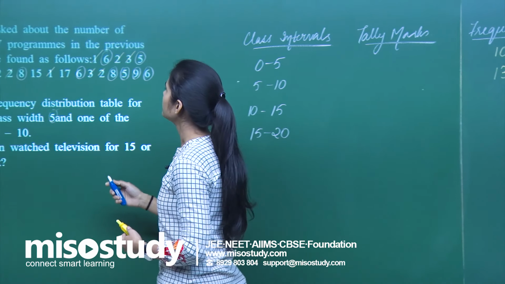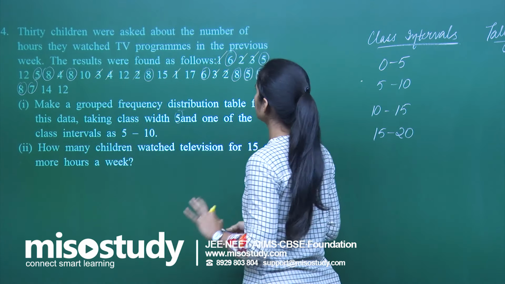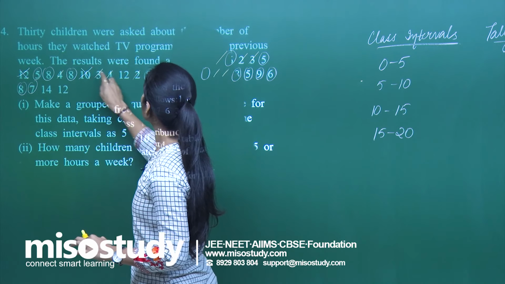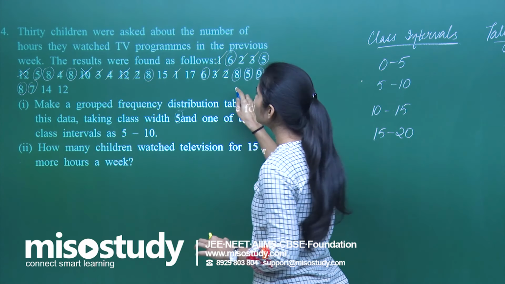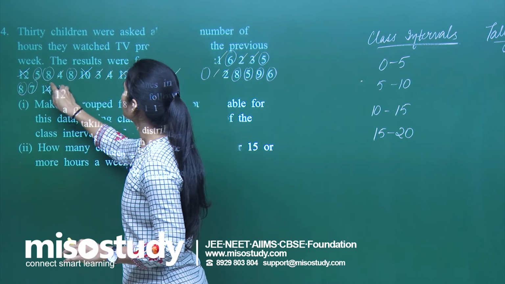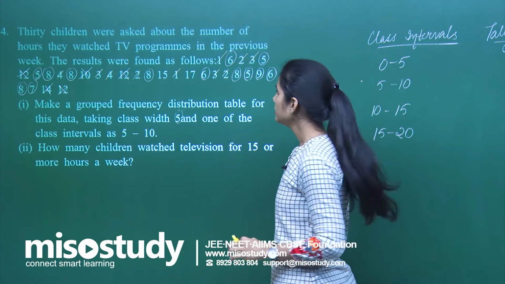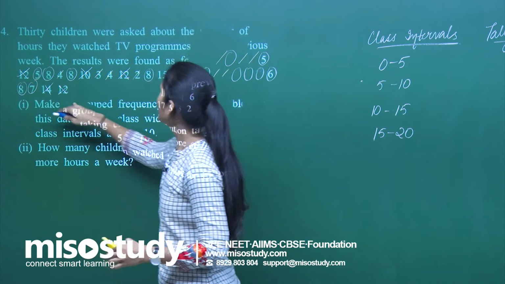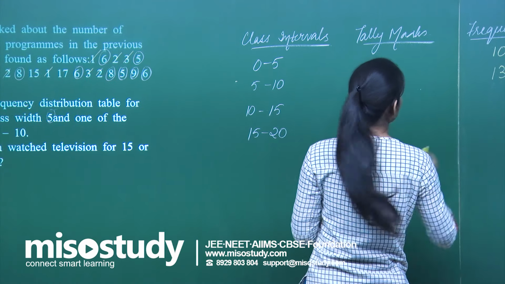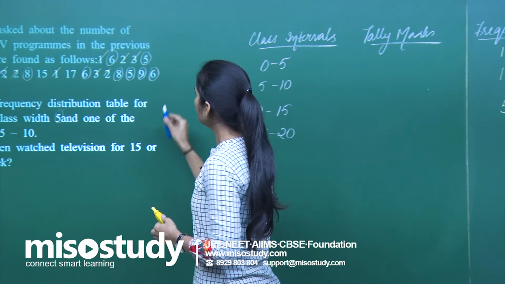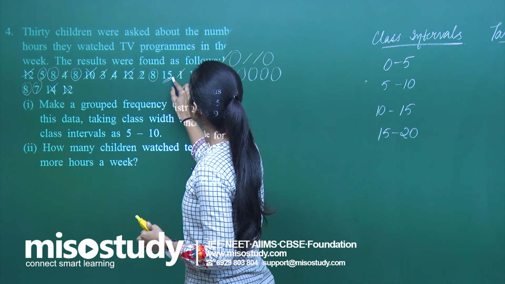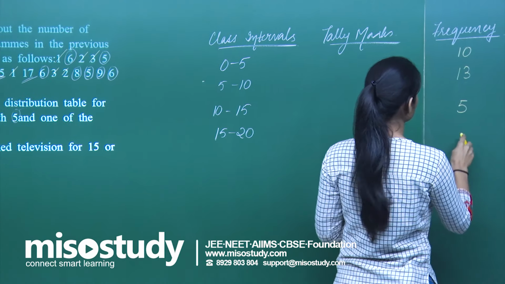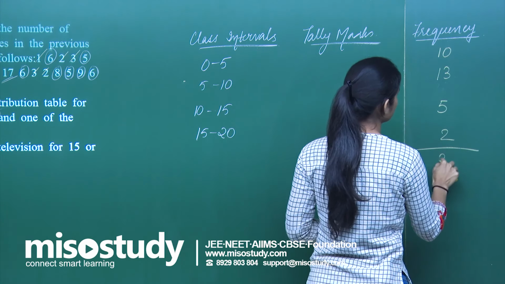Next is 10 to 15: 10, 11, 12, 13, 14. Here we have covered all of them. 10 is included, 15 we cannot include. So how many values do you have here? 1, 2, 3, 4 and 5. So 5 is the frequency of 10 to 15. 15 to 20: 17, 15, and that is it, 2. If you add, you will get 30.